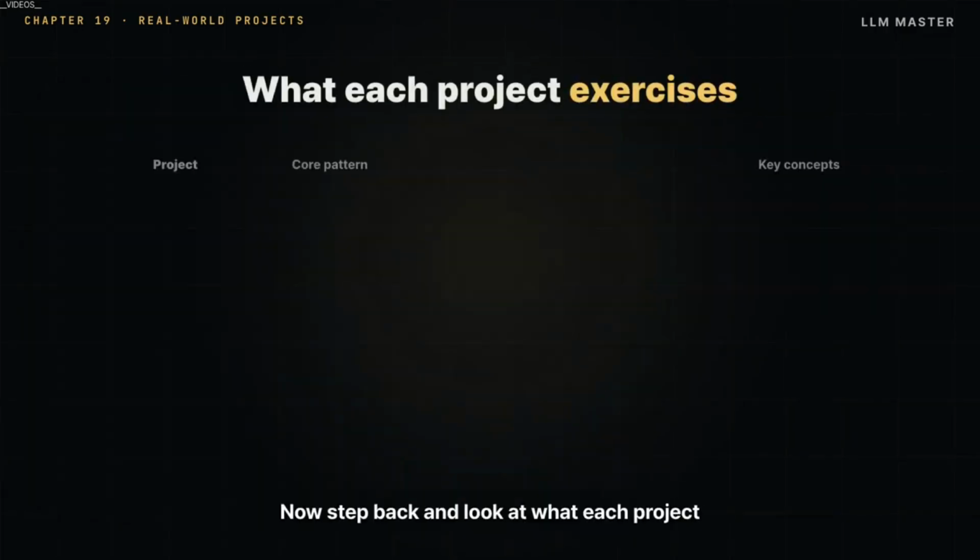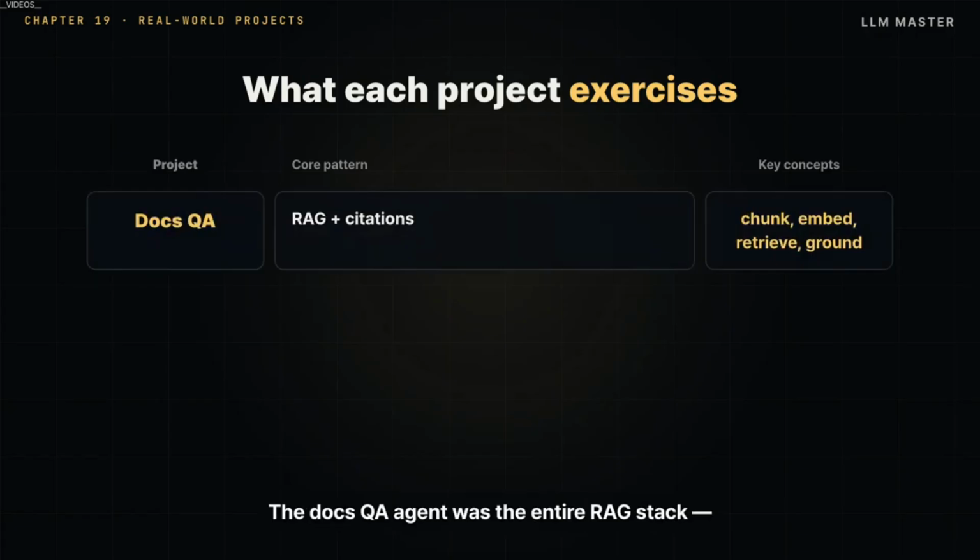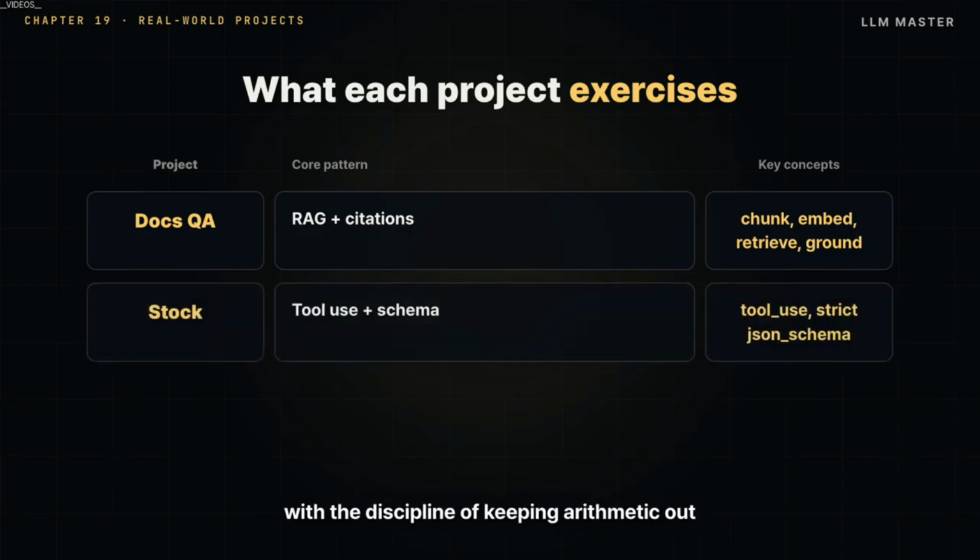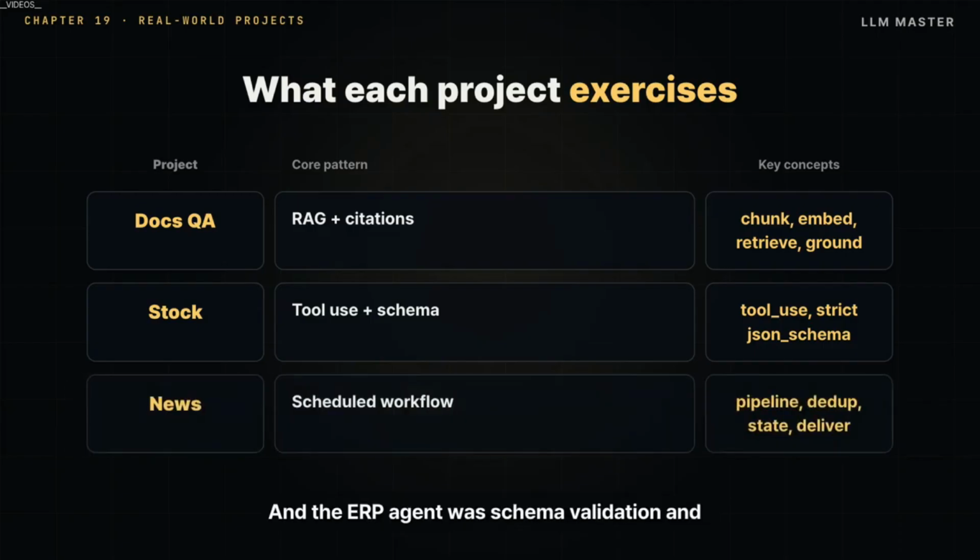Now step back and look at what each project actually exercised, because this is the real payoff of the chapter. The DocQA agent was the entire RAG stack, chunking, embedding, retrieval, and grounding an answer in cited sources. The stock agent was tool use plus strict, structured output, with the discipline of keeping arithmetic out of the model's hands. The news pipeline was the workflow versus agent decision, plus the unglamorous production concerns of deduplication and state. And the ERP agent was schema validation and human-in-the-loop safety on writes.